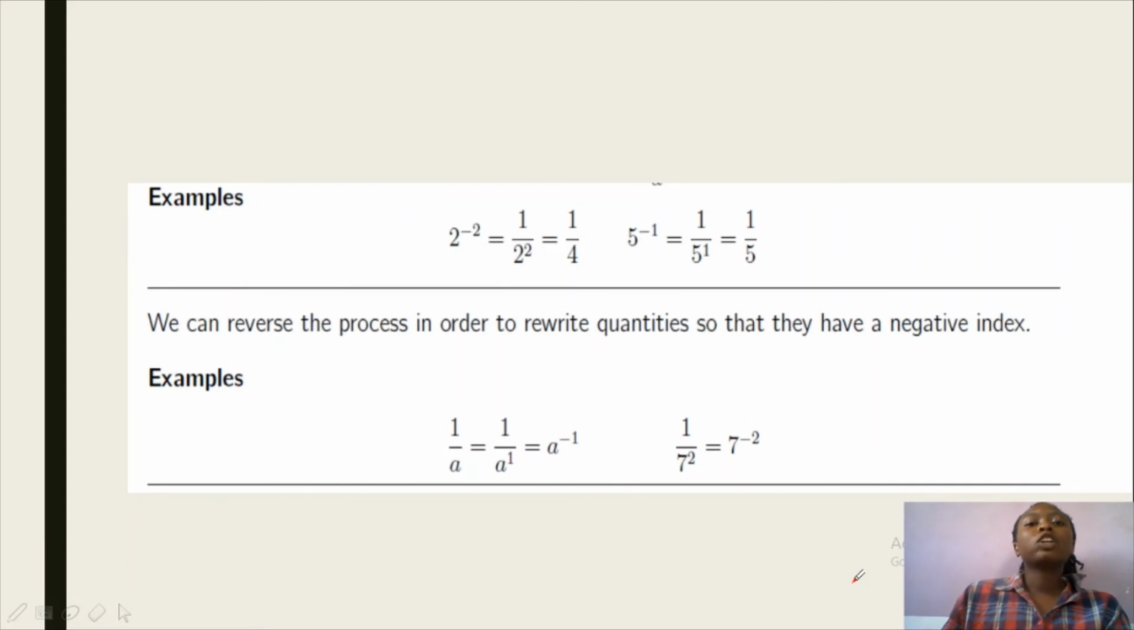So examples are here. 2 raised to the power negative 2. This is the same as finding the reciprocal. You get 1 over 2 raised to the power 2. The negative sign disappears. So we'll be having 2 raised to the power 2, which is 4. That's 1 over 4 as our final answer. 5 raised to the power negative 1 is the same as 1 over 5 raised to the power 1. So the 1 will disappear.